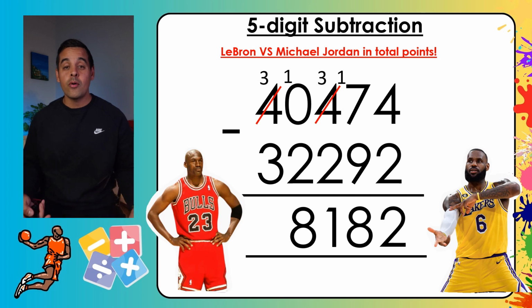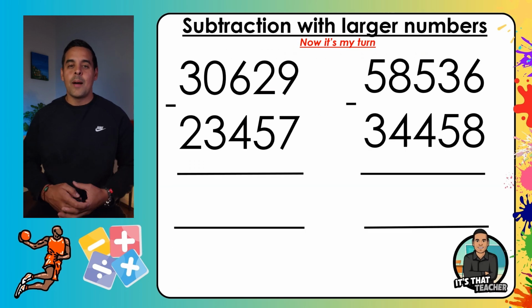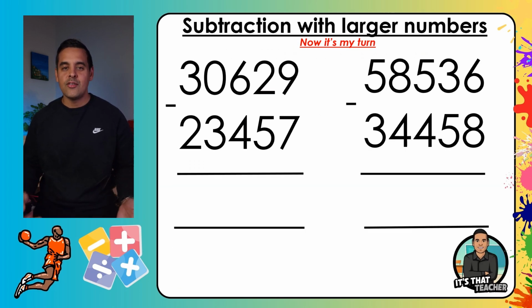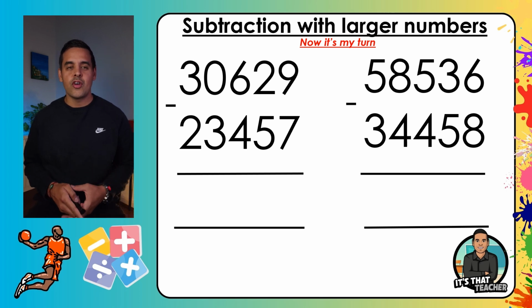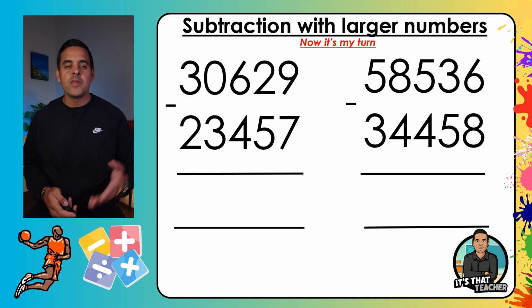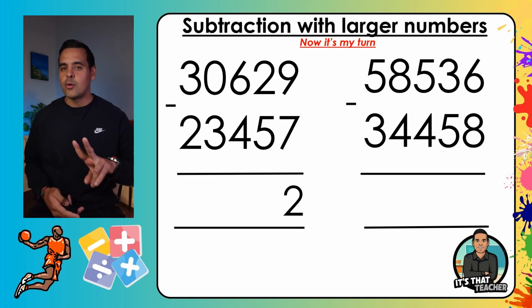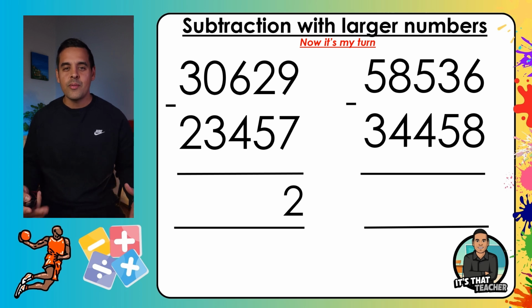I'm going to show you 2 more examples on the next slide. I'm going to model this for you, guide you through how to do it, then it's going to be your turn. So 30,629 take away 23,457. 9 take away 7, you can do that. That's 2. Now 2 take away 5, remember, hold up 2 fingers, take away 5 of them. It doesn't make sense, we need to borrow.